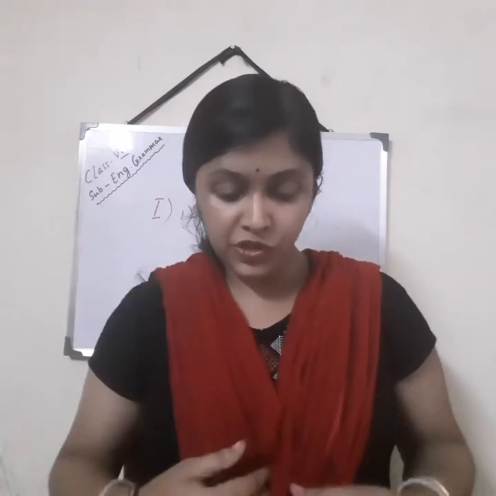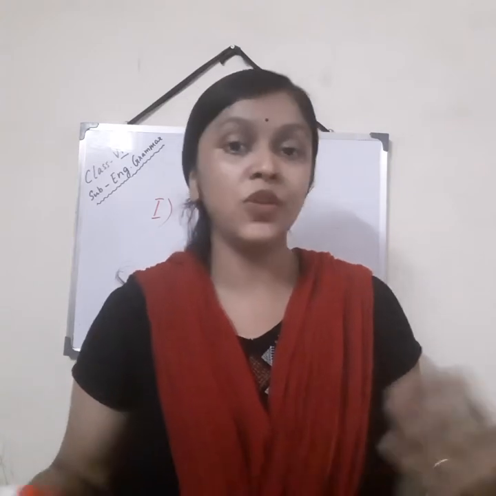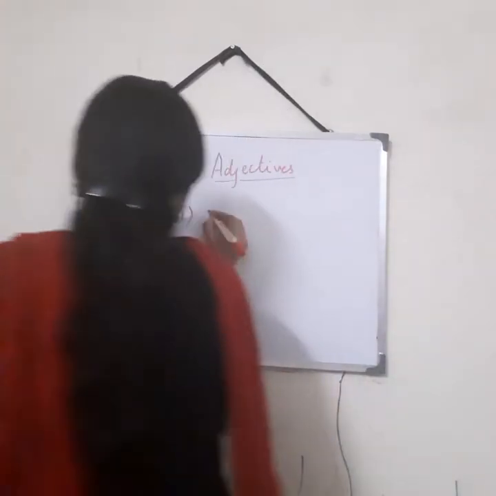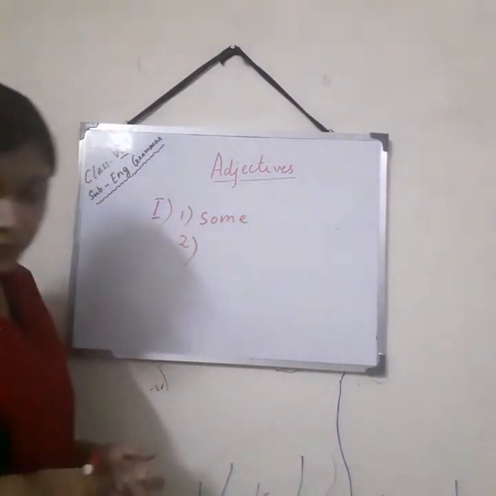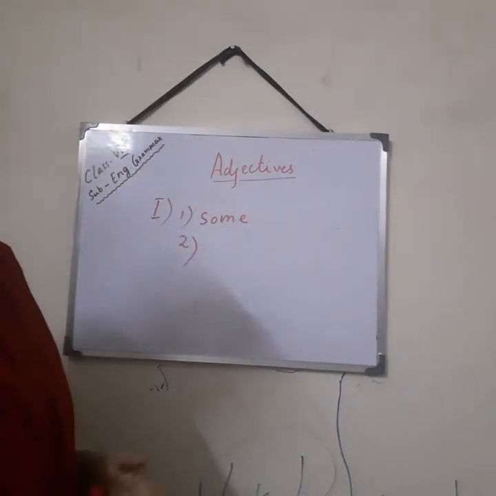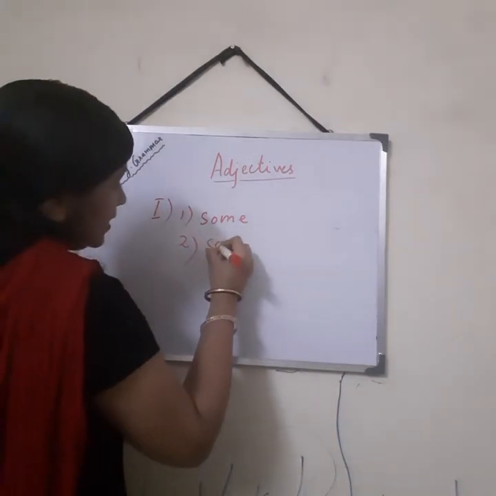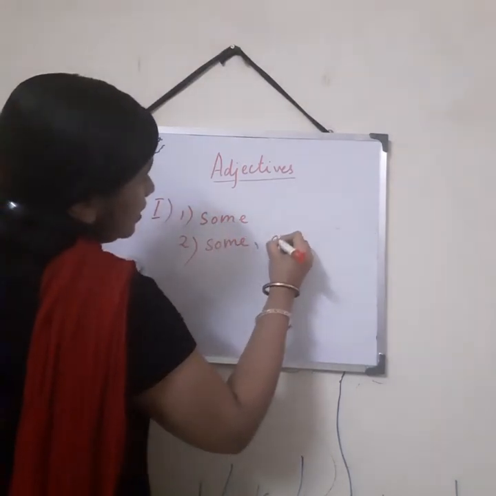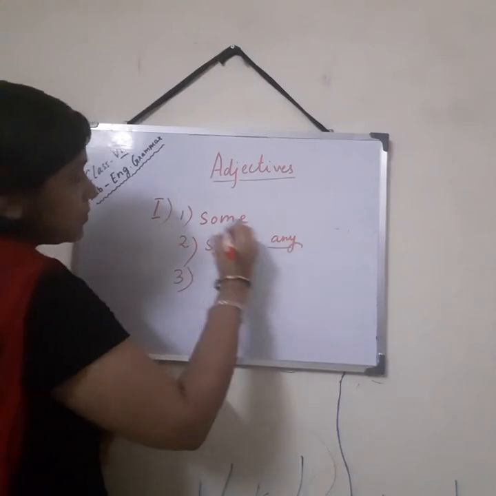She brought dash orange juice for me. Positive sentence, so it will be some. Number 1 will be some. Number 2, there are some apples in the basket but not any guavas. Not means obviously the negative connotation is coming. So some and any, the two blanks.